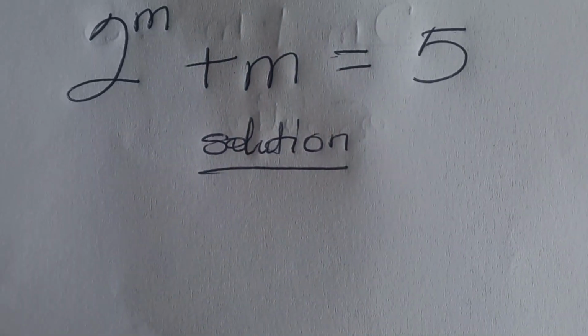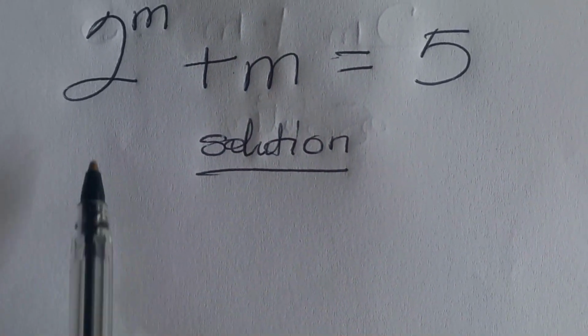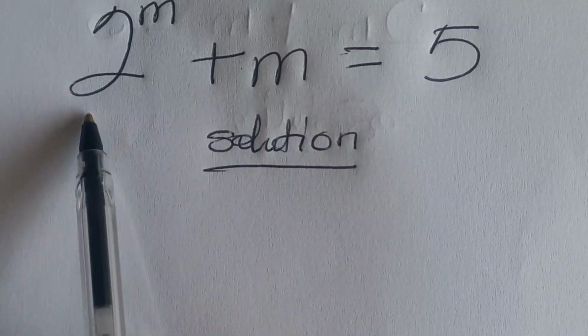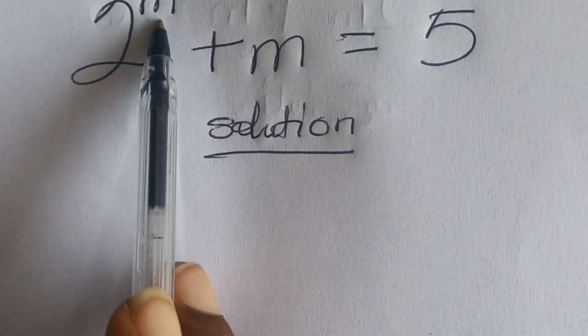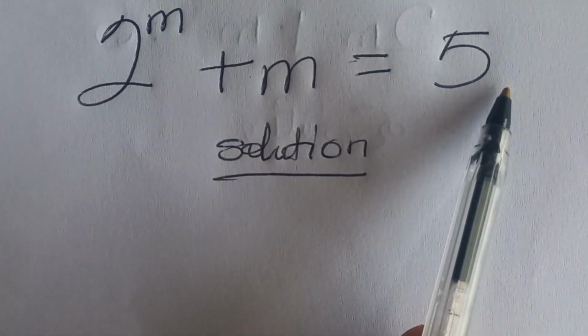Welcome back once again. So today we are looking at this expression. We have 2 exponent m plus m is equal to 5.